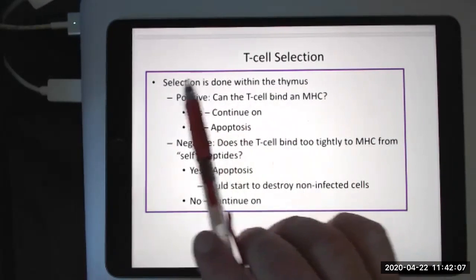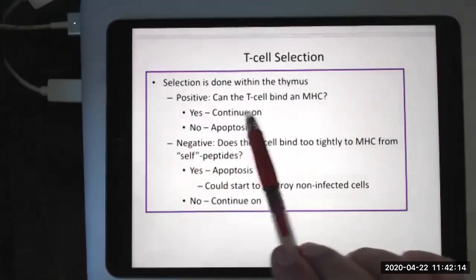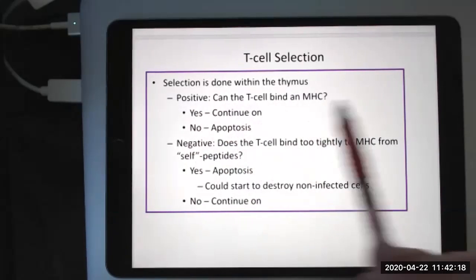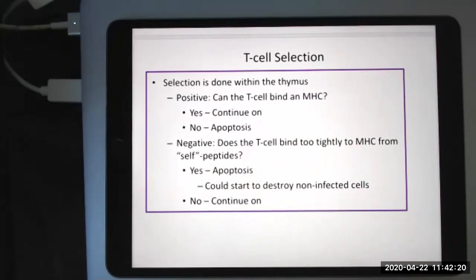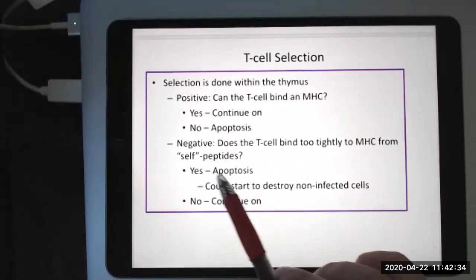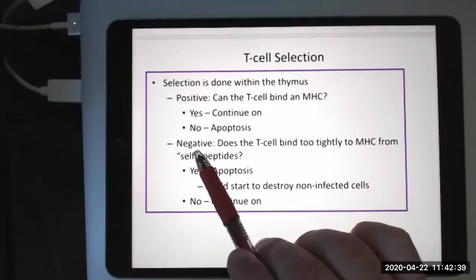Okay, so the positive selection here is saying, we're going to present an MHC to it. The initial step is, can it bind to a regular MHC? If it can, then it can move on. If not, then that T cell will be marked for destruction, because it's worthless, right? It's just going to be floating out there, not binding to anything. But the problem is, we don't want it to bind to every single MHC. So now we have an MHC with self peptides on it.